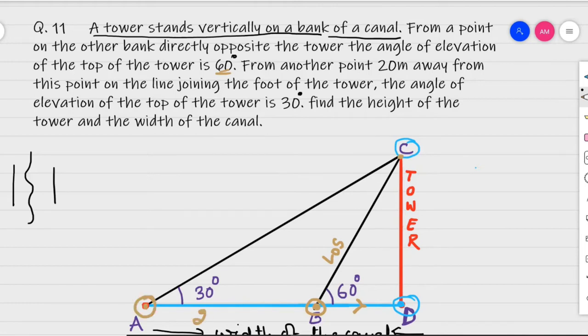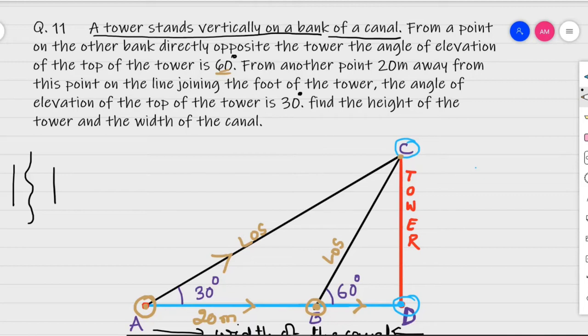Now from another point 20 meter away, let us say that there is one more point A which is 20 meter away from B. From this point on the line joining the foot of the tower, that means point A, point B and point D are on the same line, the angle of elevation of the top of the tower is 30 degree. From here, this is the line of sight. AB is your horizontal line and this AC is your line of sight. So angle A is 30 degree.